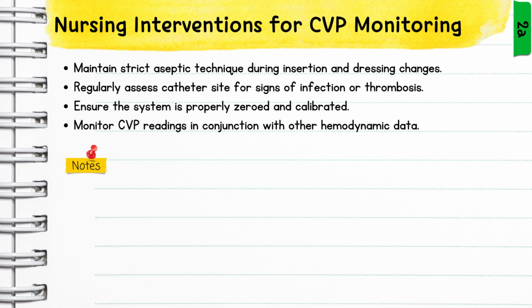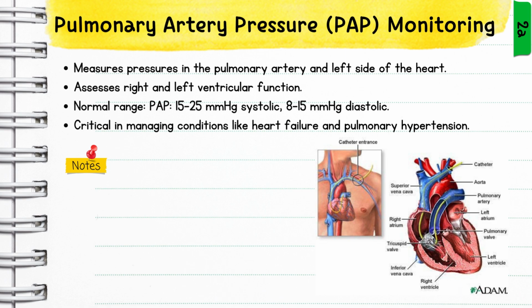Ensuring that the CVP monitoring system is properly zeroed and calibrated is also critical for obtaining accurate readings. Additionally, CVP should not be looked at in isolation, always considered alongside other hemodynamic data like blood pressure to get a comprehensive picture of what's actually going on with your patient.